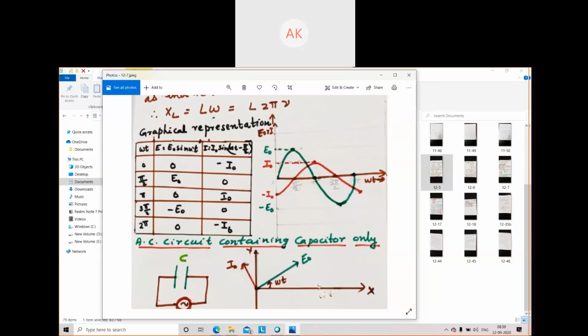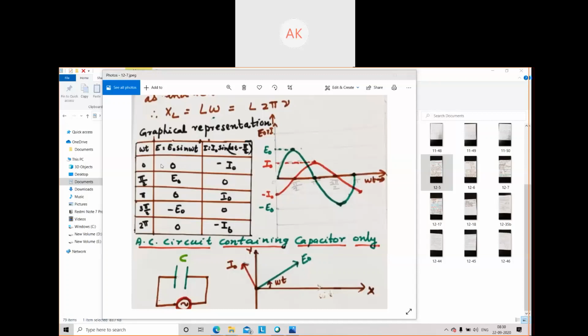What is sin pi? Sin pi is 0, so EMF becomes 0 again. Then at 3 pi by 2 we get a negative value, minus E0. Again at 2 pi it becomes 0. Similarly, for the current equation you also have to substitute all the values: I equals I0 sin(omega t minus pi by 2).